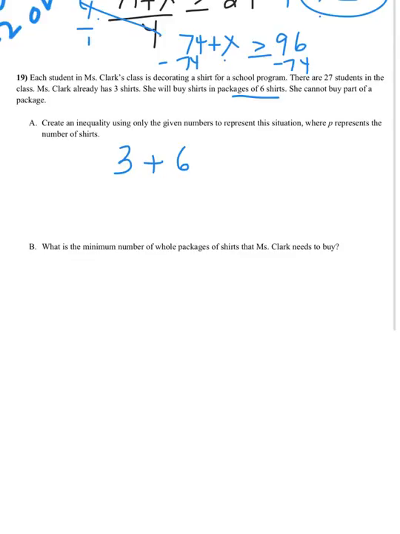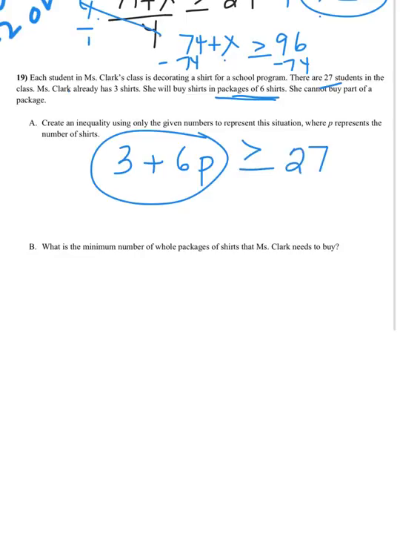How many packages will she buy? There are packages of 6, but we need to know how many packages we have to buy. There's 6 in each package, and they have to represent the number of shirts. Where are you giving them to represent word P? Okay, so this right here, we need to buy it for 27 people, so they have to have at least 27, or have more than enough shirts for 27 people.